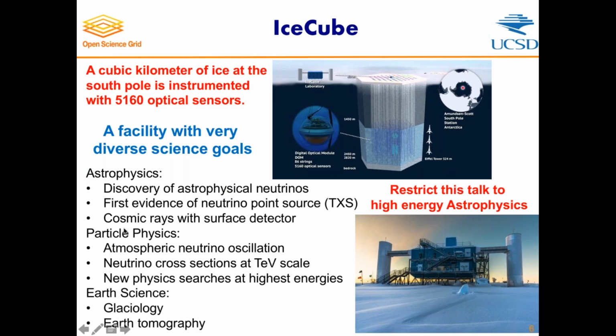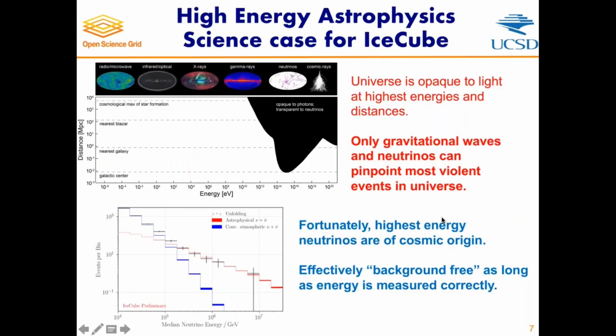And one could, in principle, have given talks about all these other things, but this here was the focus of the burst, and I'll explain why. So let's start with a little bit of a primer on high energy astrophysics as it relates to IceCube. On this plot at the top here, you have distance in megaparsecs versus energy in eV. So both of these are on log scales.